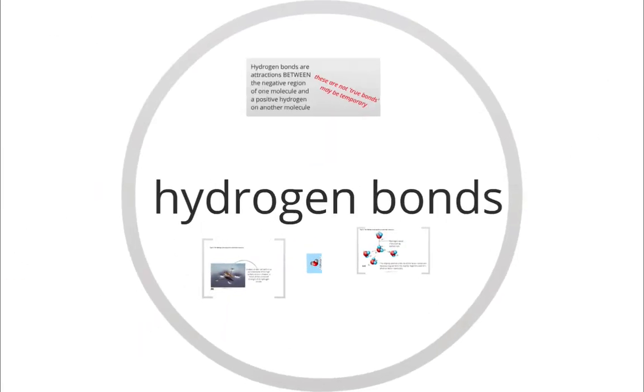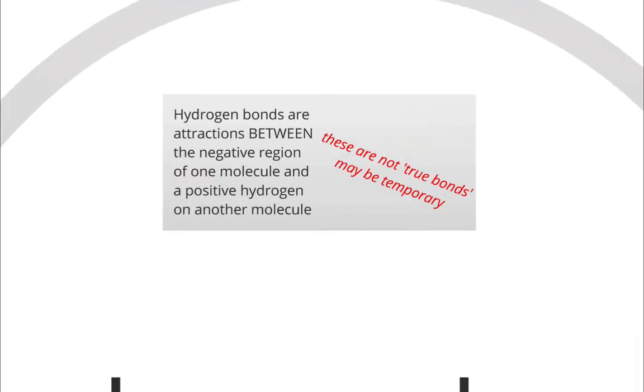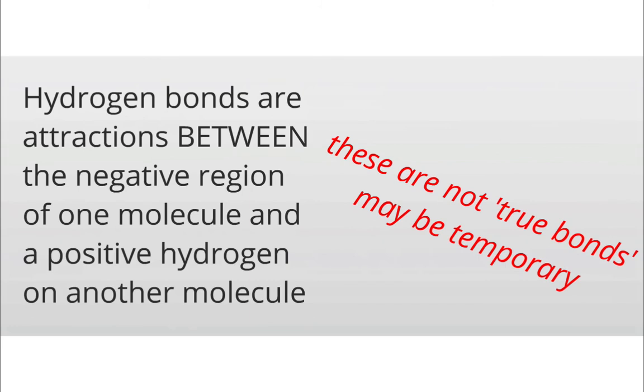Bringing me to our next topic, hydrogen bonding. This is largely due to this odd behavior we're seeing with water molecules and similar things. Hydrogen bonds are temporary attractions between the negative end of one molecule and a positive hydrogen on another molecule. They're sometimes said to not really be true bonds. They're very definitely often temporary.